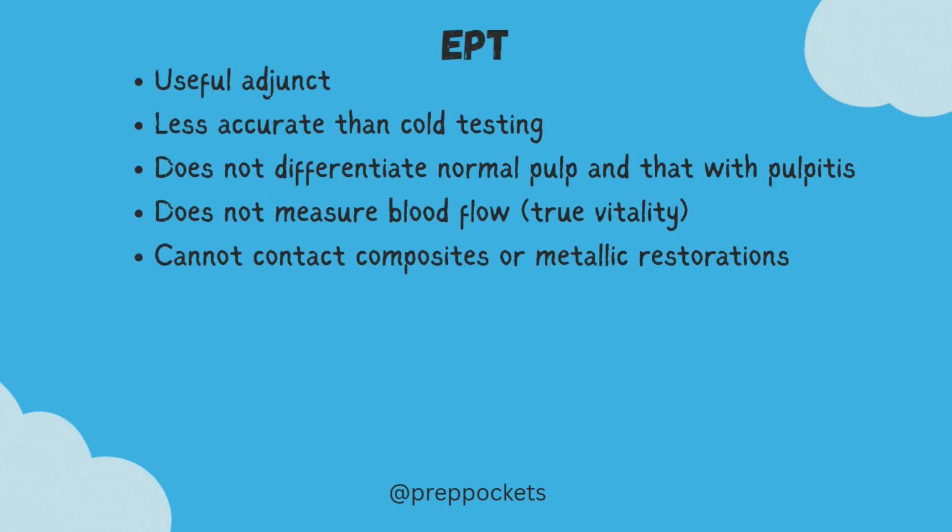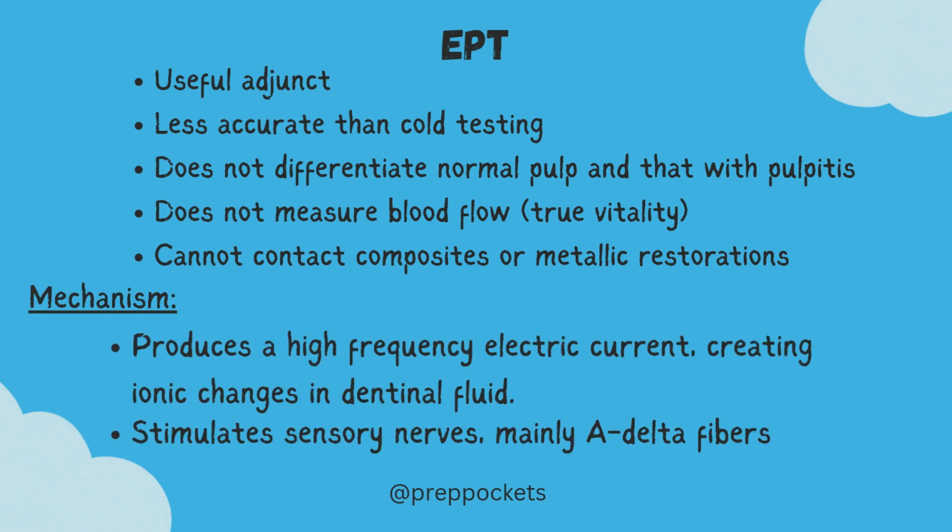It's a useful adjunct but less accurate than cold testing. It does not differentiate normal pulp from that with pulpitis, and it cannot contact composites or metallic restorations. How does it work? EPT produces a high-frequency electric current, creating ionic changes in dentinal fluid, stimulating sensory nerves, mainly A delta fibers. How to do it?